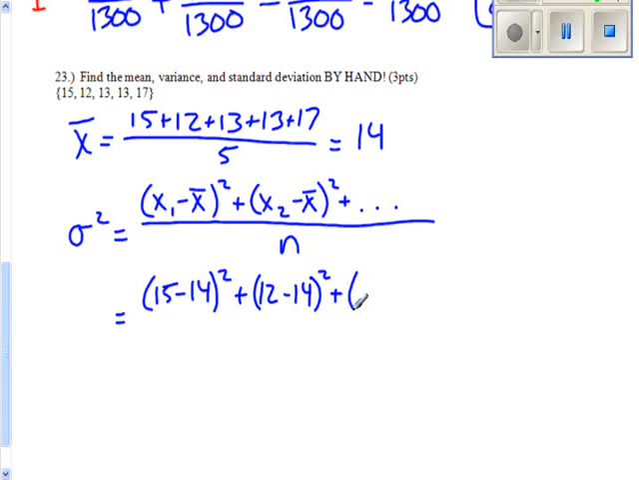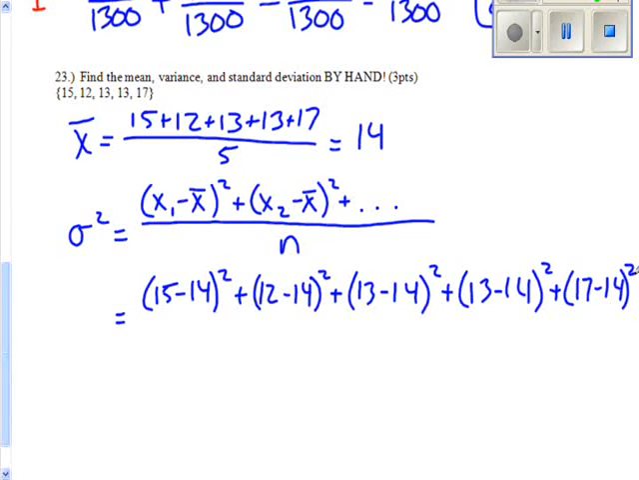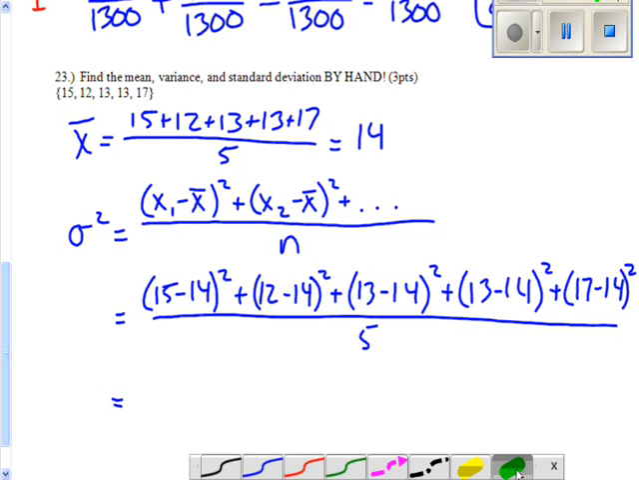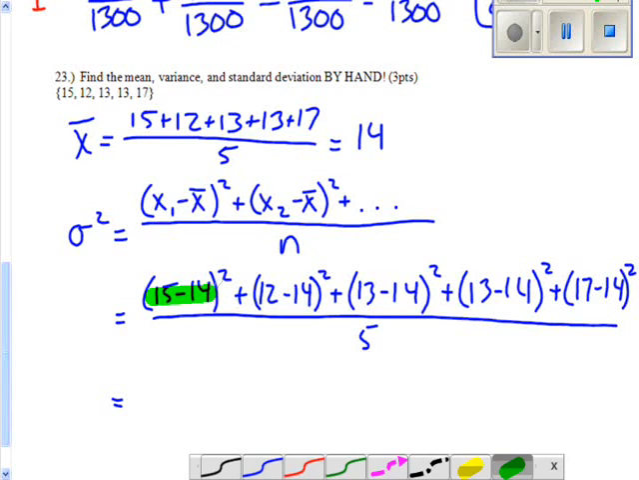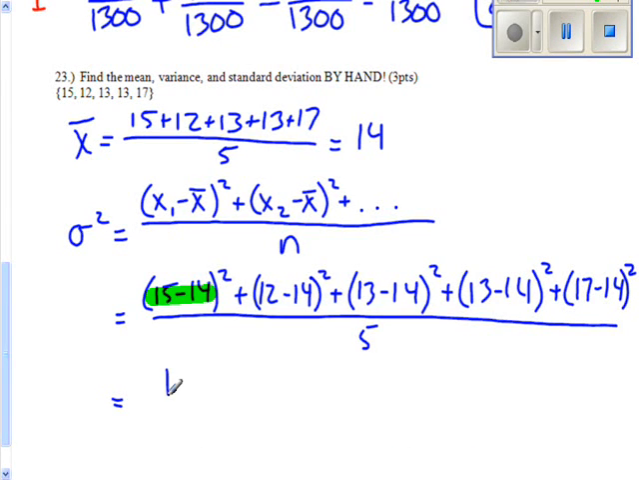And each time I'm always using the mean. I'm subtracting the mean from it. 13 minus 14 squared. 13 minus 14 squared. And yeah, the 13 appears twice, so I've got to do it twice here. 17 minus 14 squared. And then I'm going to divide by how many values I have, which is 5. And now it's just time to simplify this. And most of this, we should be able to do fairly easily. Here, 15 minus 14 is 1. 1 squared is 1. Hope I didn't lose anybody there.